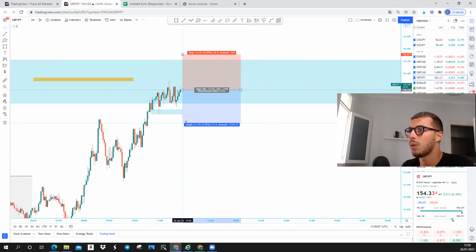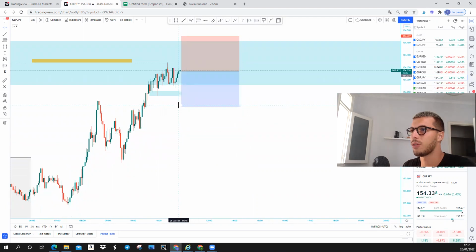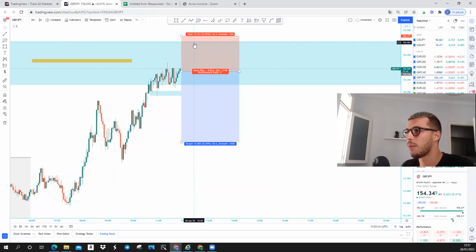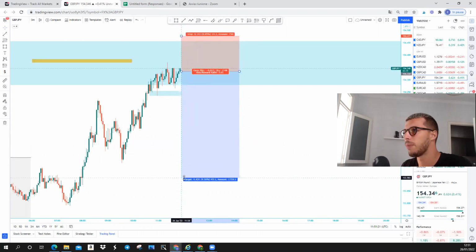And if you have a one-to-one risk-to-reward ratio, it means that, let's say we are risking 1%, just to understand. If you go to stop loss, you lose 1%. If you go to take profit, you make 1% on your account. Now, if your risk reward is 1 to 2, it means that if you go to stop loss, you lose 1%, but if you go to take profit, you make 2%, and so on. If you have a 1 to 3 risk-to-reward ratio, you make 3% if you hit your take profit. So this is how.